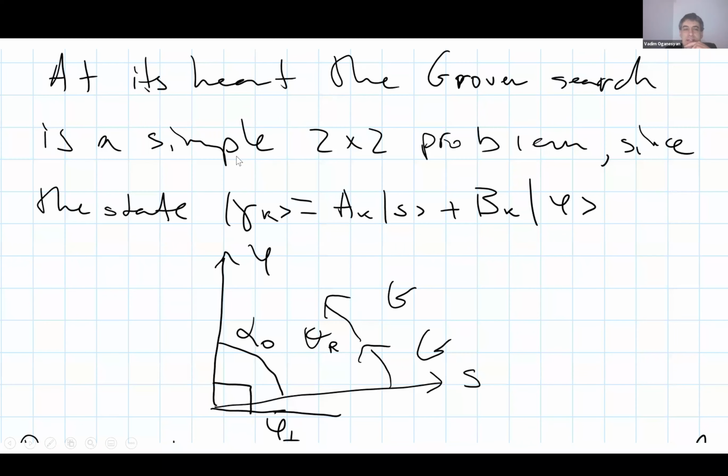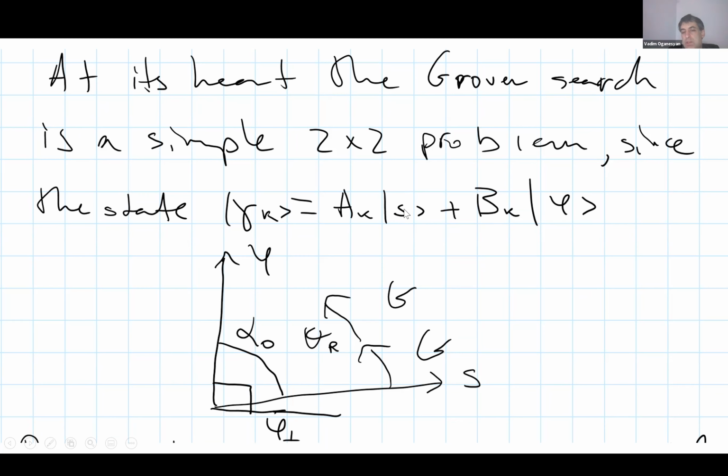All right. I promised you fewer words, so let's move on to more pictures. At the heart, the Grover search is a simple 2x2 problem, right? And you already know this even before I tell you anything. We've already said that the state you are dealing with as you keep evolving is a superposition of two states, S and phi. That's the way the search was made. We didn't try to come up with a fancier initial state that somehow knew about phi.